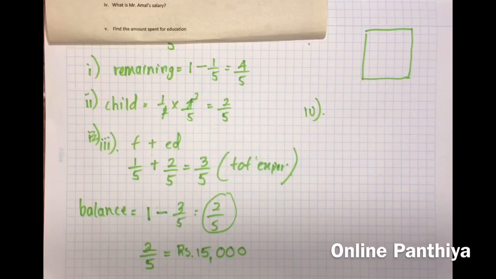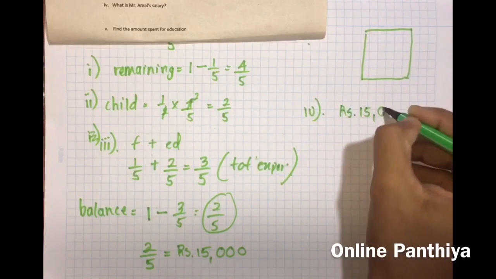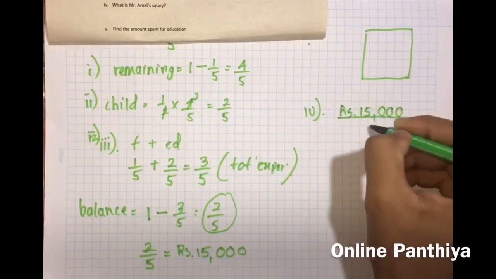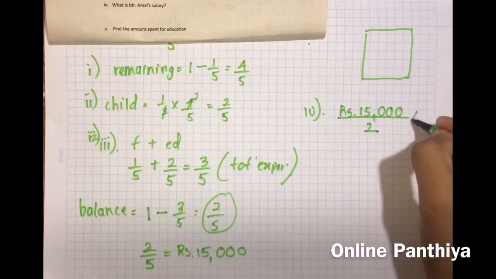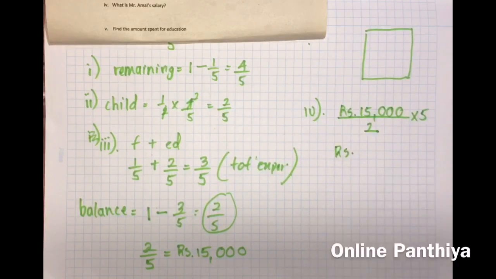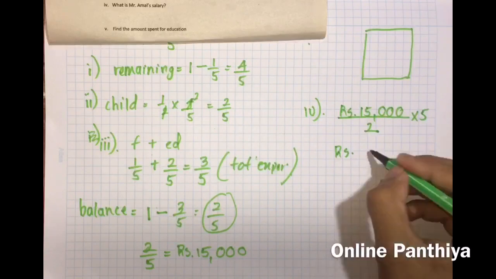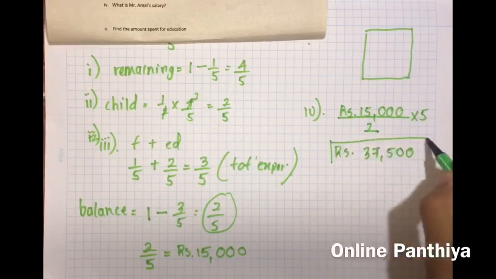So in order to find the total salary, you have to find how much is this 5. From this 5, 2 parts is equal to 15,000. So how do you find the total amount for 5? Since they have given 15,000, you have to divide it by 2. That will give you the amount for one part, and in order to find the total, you have to multiply by 5. So how much is it? It's going to give you 37,500. That is the total salary Mr. Amal gets.